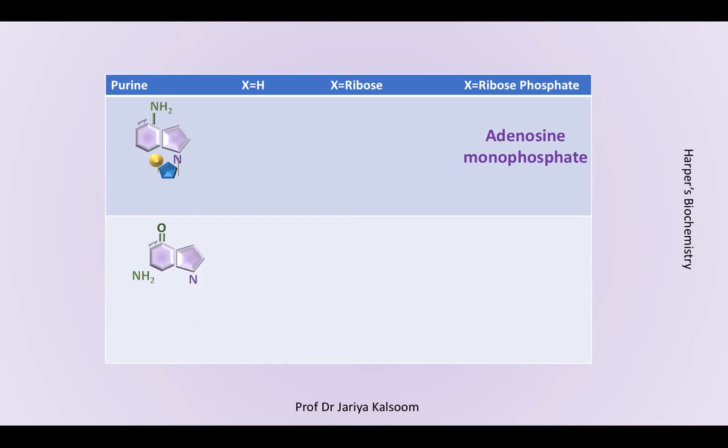Similarly, if the nitrogenous base is guanine, addition of ribose sugar to the nitrogen at the ninth position makes it the nucleoside guanosine. So here we can see that the addition of sugar makes it guanosine, and esterification of a phosphate group converts it to its nucleotide form, guanosine monophosphate or GMP.